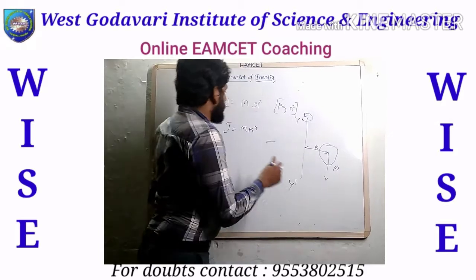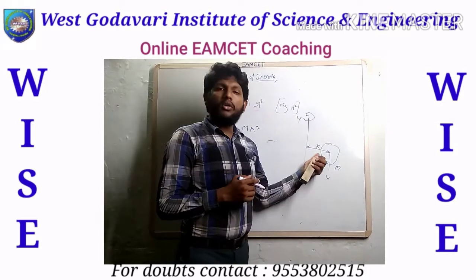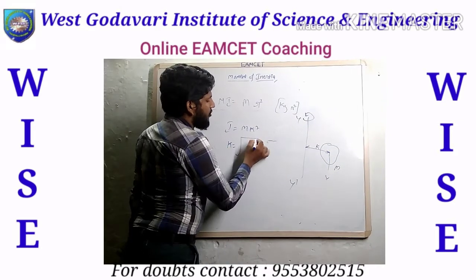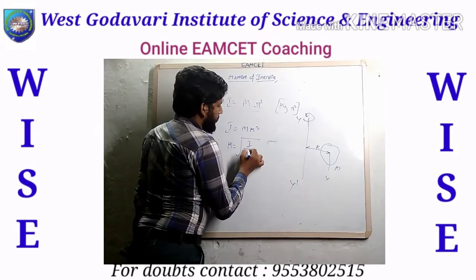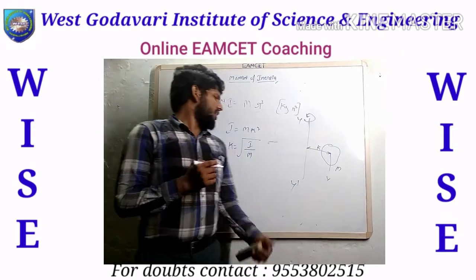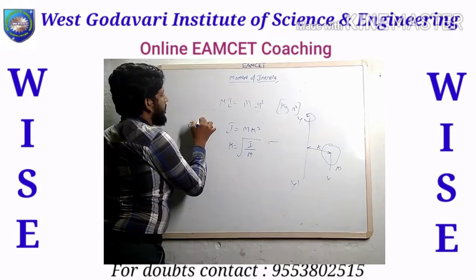Okay, that's why we are going to write here. So if you want to find out how much k is, you can write directly that k equals square root of I by m. Square root of I by m. This is the equation for the radius of gyration. So what is the word here? Radius of gyration.